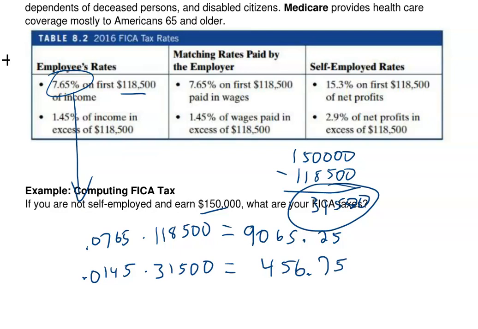All right, and then we're going to add these two together. 9,065.25, make sure I write that number down correctly. Okay, so plus 456.75. And when we add these two together, we get $9,522, which is quite a bit of money. You're looking at like $750 a month, right? Because $12,000 would be $1,000 a month. This is about 3/4 of that, so that'd be about $750 a month going towards FICA taxes, which is a pretty sizable amount. You're going to notice that.